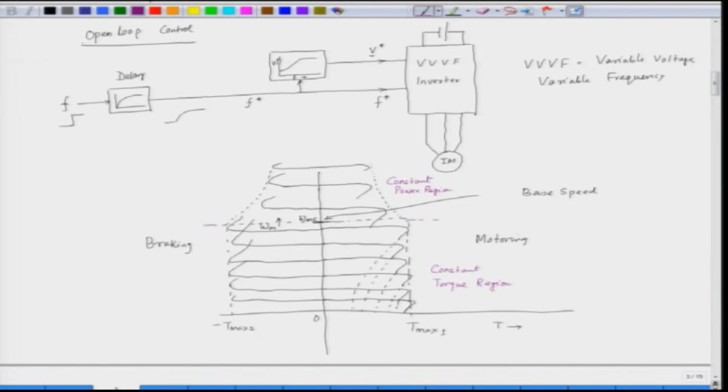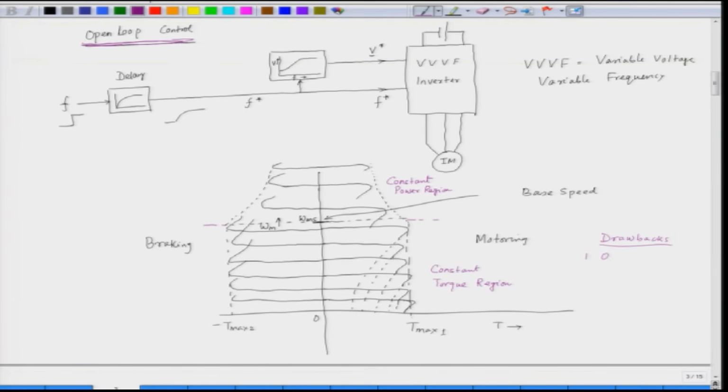So, now this is an open loop control. If we see here, this control is open loop, because there is no closed loop feedback here, and also we do not have any control over motor current. So, what are the drawbacks here? The drawbacks are the following.